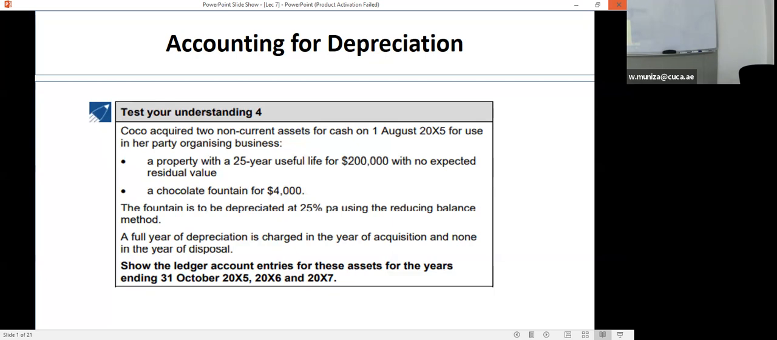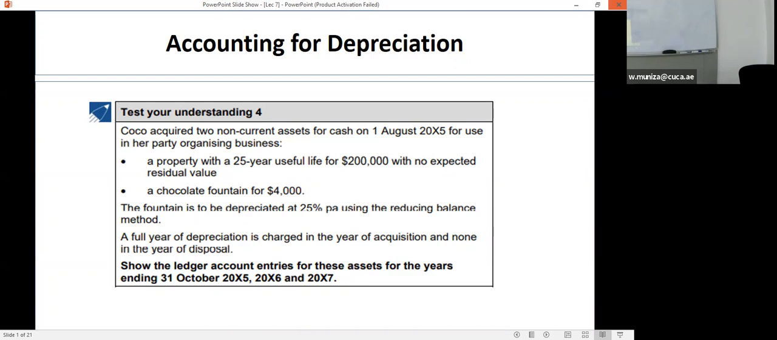Debit, non-current asset. Which asset has been purchased first? Property. So this one is going to be included in property, plant and equipment account. And what are we going to credit? Cash, bank or payables account. What is the cost of this asset? $200,000. Is it, students? Yes.